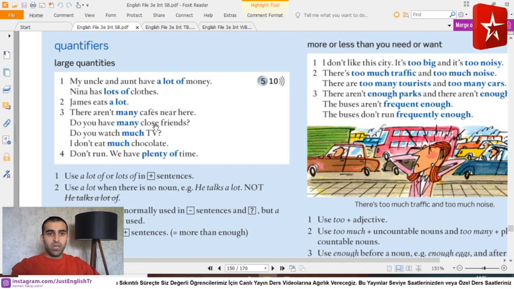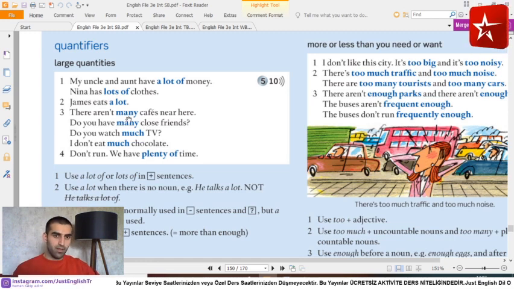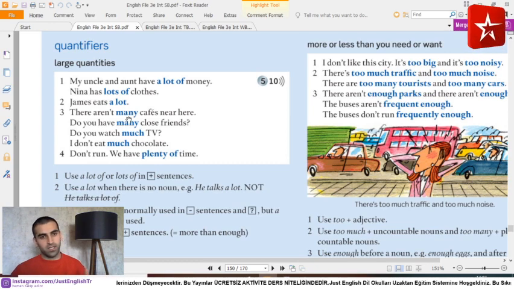Do you have many close friends? If you pay attention to the sentences here, you can see cafes and close friends. They are countable nouns. If we have countable nouns, we should use many. If we are talking about something uncountable, you can say either uncountable or non-countable, it doesn't matter, they are the same.